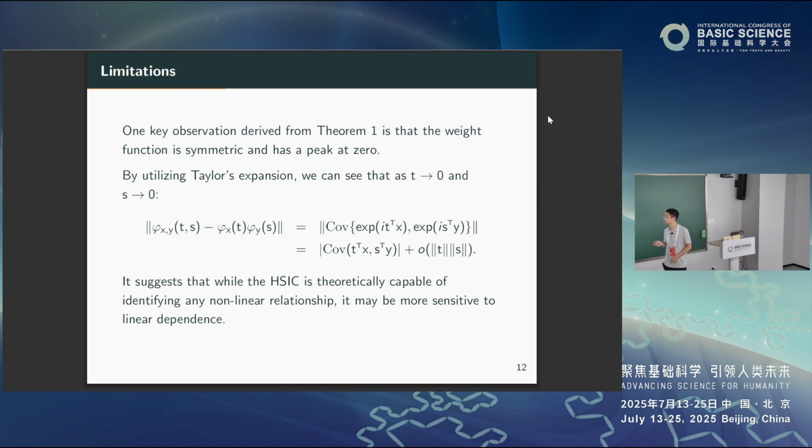So although the HSIC or distance correlation can capture arbitrary dependence, it puts more weight around 0. And around 0, it mainly captures the linear dependence between X and Y. So this partly explains why the HSIC can only detect linear dependence in high dimension, because it may be more sensitive to linear dependence.